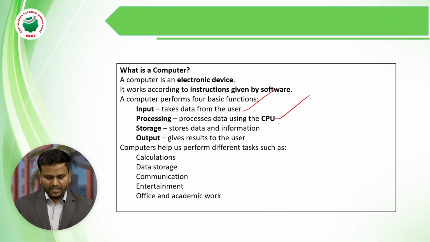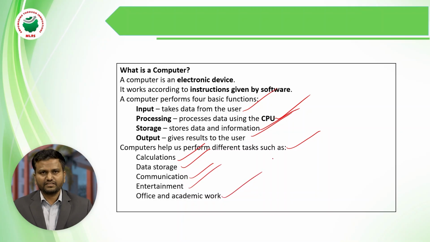These are called processing. And storage is nothing but storing the data and information. And output gives the results to the user, which means we get the final output. The computers help us perform different tasks such as calculations, data storage, communications, entertainment, and office and academic work. Computers do many calculations, like addition, multiplication, and divisions.